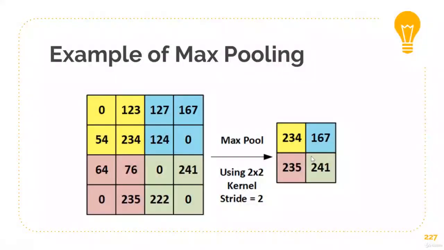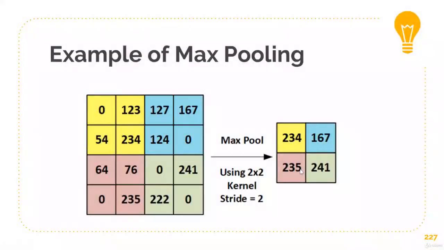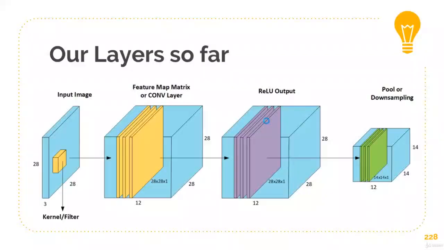Actually, let's go back to the previous slide. We mentioned average and sum pooling. As you can imagine, average pooling would simply be the average of these values here, or here, or here, and sum pooling would just be the sum of these values. So that's also a way we can use pooling. However, in the majority of convolutional neural nets, we always use max pooling.